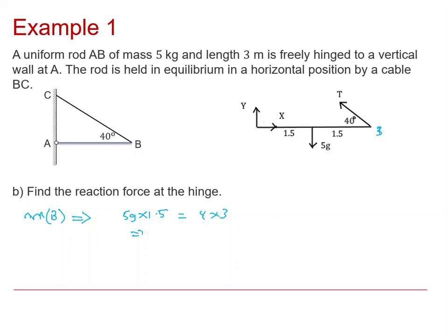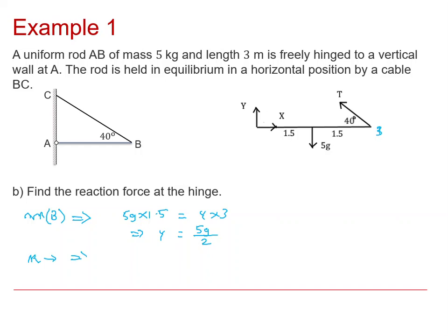So that gives us an equation for Y, which I reckon is 5G over 2. 5G, yes, 1.5 over 3 is a half, so it's 5G over 2. And with G as 9.8, we can work that out. Let's now also resolve horizontally.